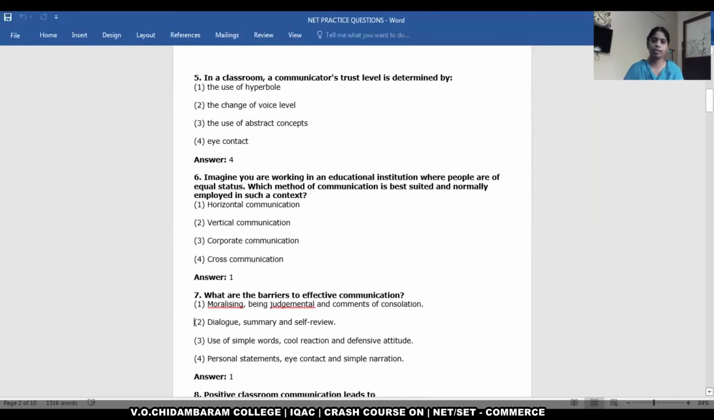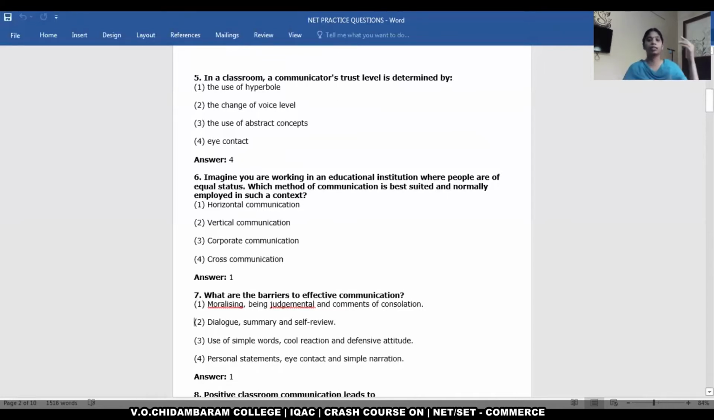Already we discussed this in the previous session. So educational institution or organization, wherever it may be. So people of equal status, when they communicate, that communication comes under which category? Look at the options. Horizontal communication, vertical communication, corporate communication, cross communication. So horizontal communication is a type of communication that happens among people of equal status. So this is the answer, but I'll explain the other things also.